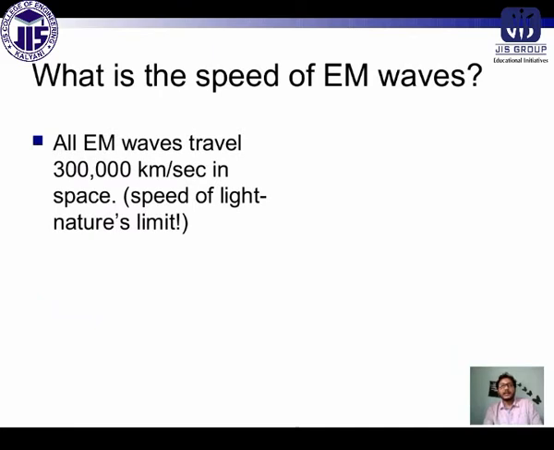And if we consider the speed of electromagnetic waves, what is the speed? We already know the speed of light, that is 3 into 10 to the power 8 meter per second. If we convert meter per second to kilometer per second, it comes to 3 lakh kilometers per second. That is the speed of light, obviously in vacuum.